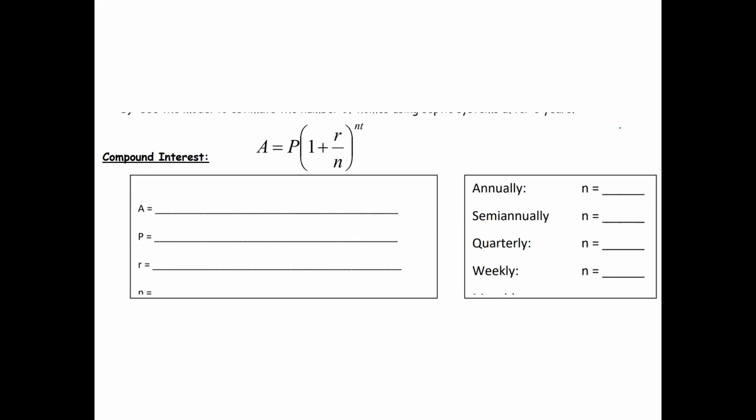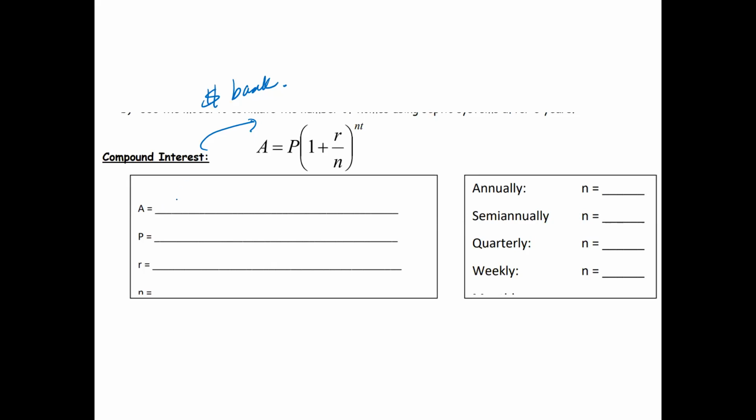All right, let's talk about compound interest because this is much better. It's about money. This is a formula for compound interest for when you put money in the bank and you want to know how much interest you're going to get back from the bank.